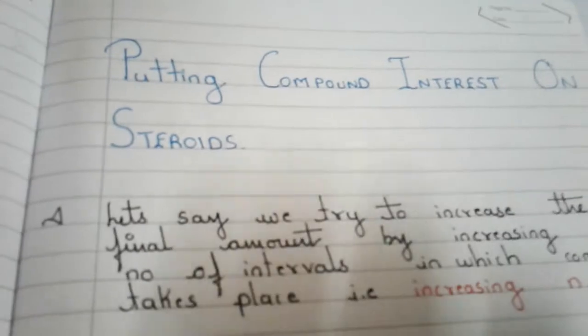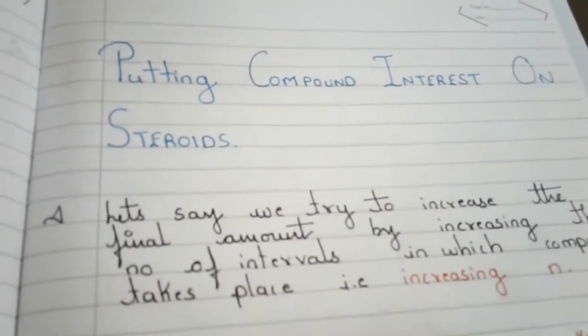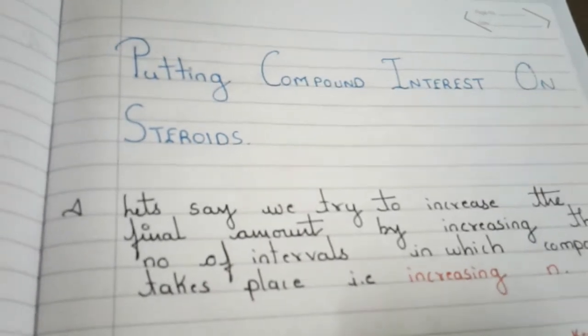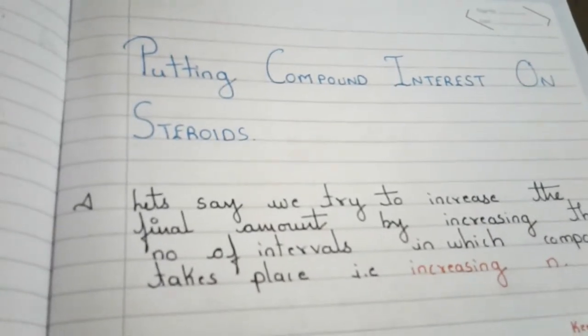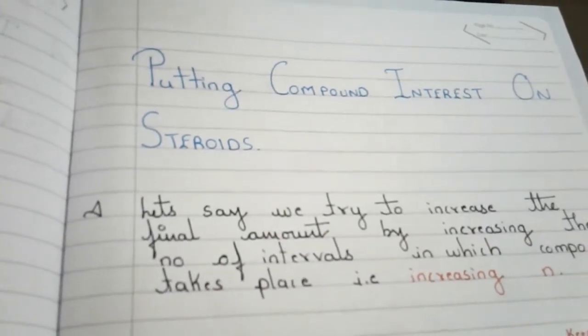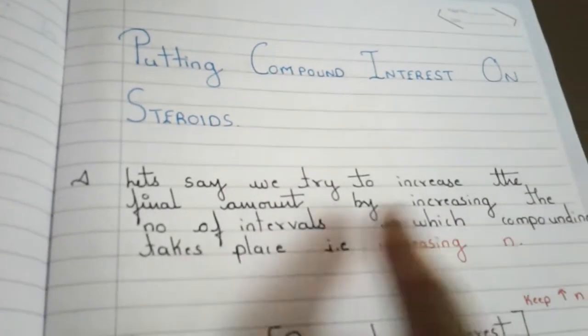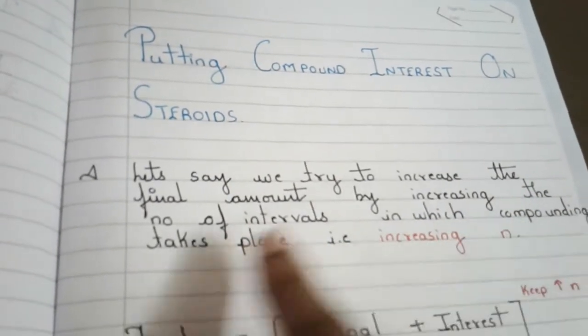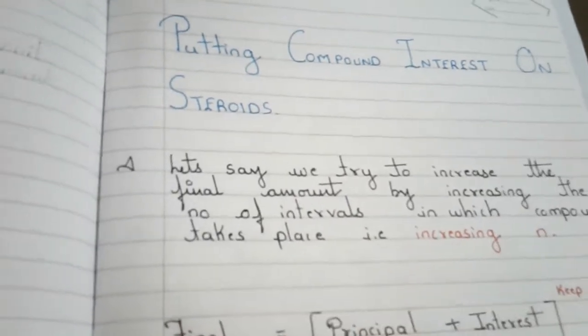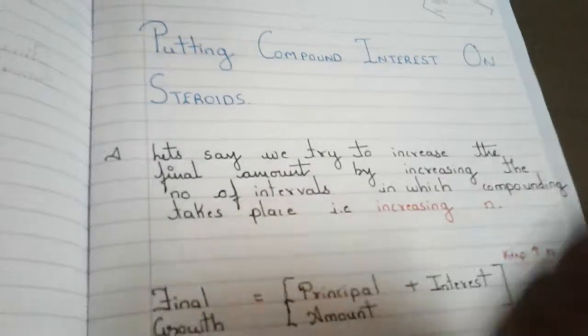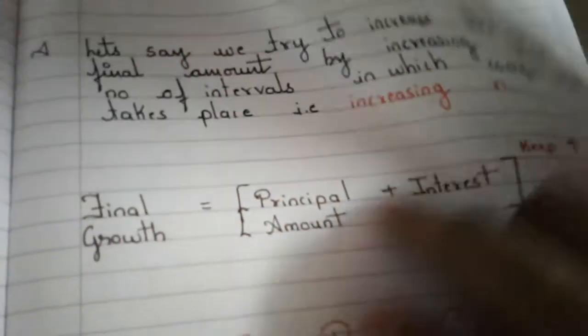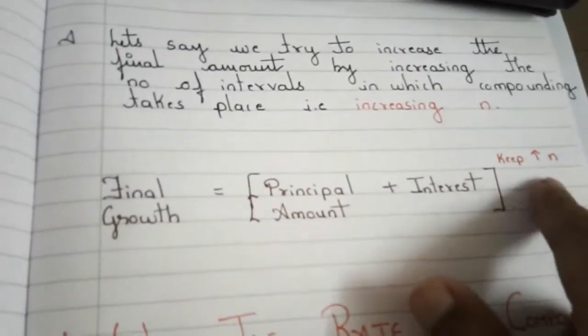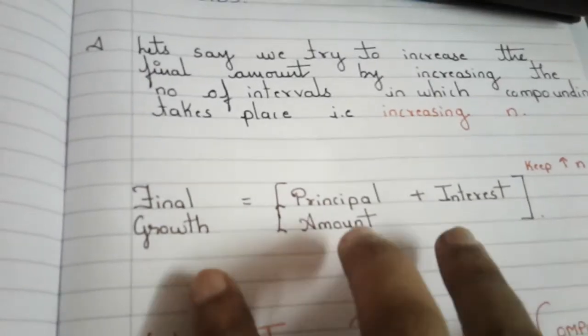Let's take compound interest on steroids. Let's increase the value of n such that you get more and more compound interest. Let's say someone decides to do that. Someone becomes greedy. So let's say we try to increase the final amount by increasing the number of intervals in which compounding takes place, increasing n infinitely, increasing n as far as possible. So now the final growth equals the principal amount plus interest, the whole raised to an ever-increasing value of n. This is what you're doing. Everything else is the same.